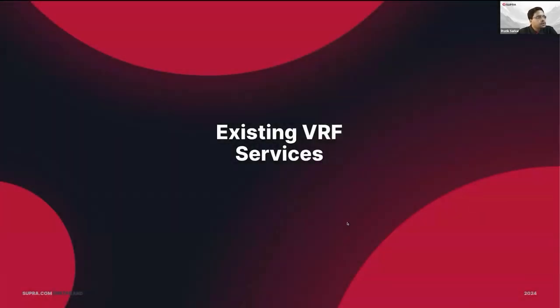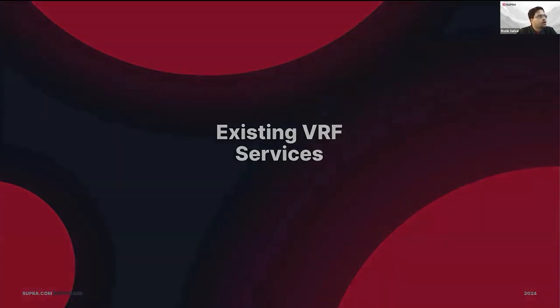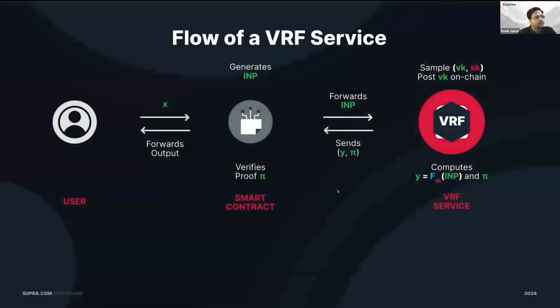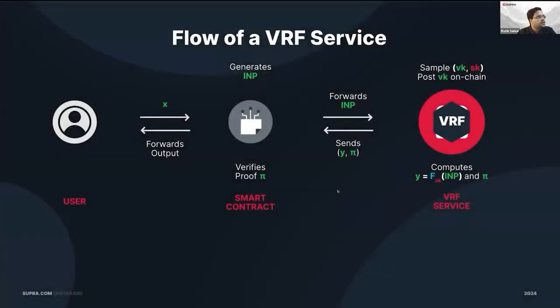Now, using the primitive of VRF, let me show you how existing VRF services work. This is the simplified version of how Chainlink or Supra works. Here there is a user on the left. The user wants to get a random value on its input X. So it first queries the VRF smart contract on input X, and the VRF smart contract generates an input INP corresponding to input X, and this is forwarded to the off-chain node or the off-chain VRF service.